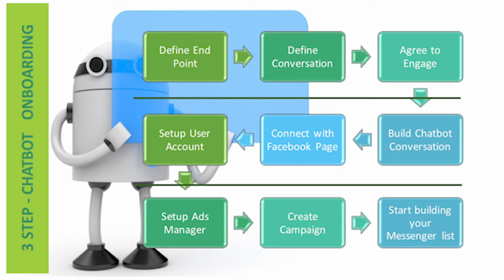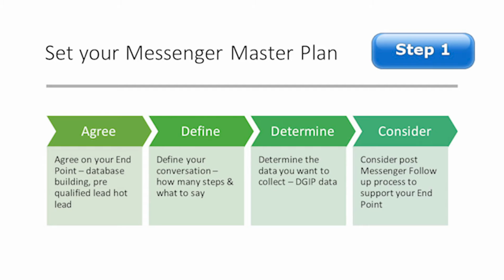Definitely. To make it easier for our audience, what I did was break it down into 3 simple steps. So I'd love your feedback on each of these steps if I can. Yep. So obviously, step 1 is setting up your messenger master plan. That's before you do anything: working out what end objective you have in mind, and defining the conversation that you want Charlie to have on your behalf.